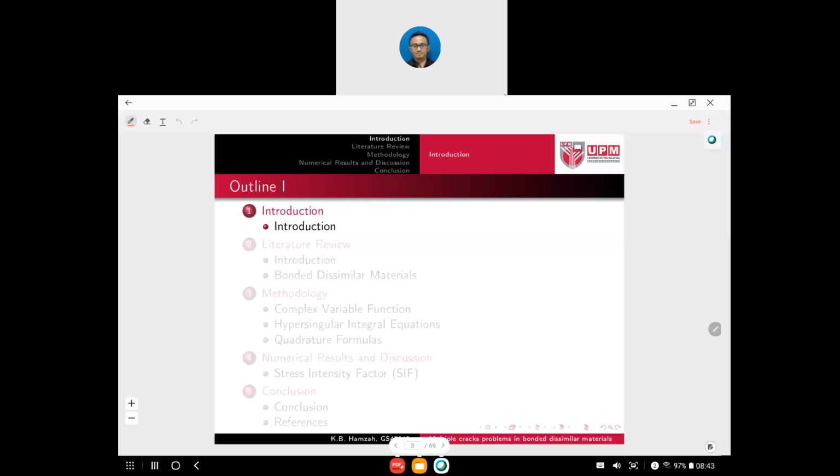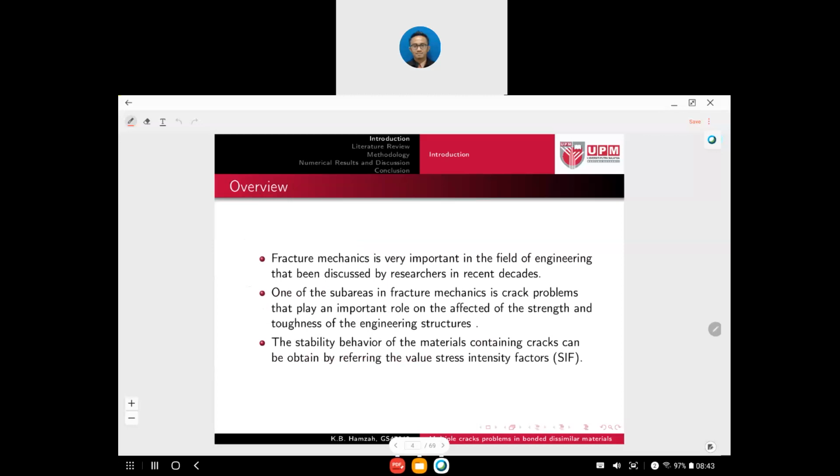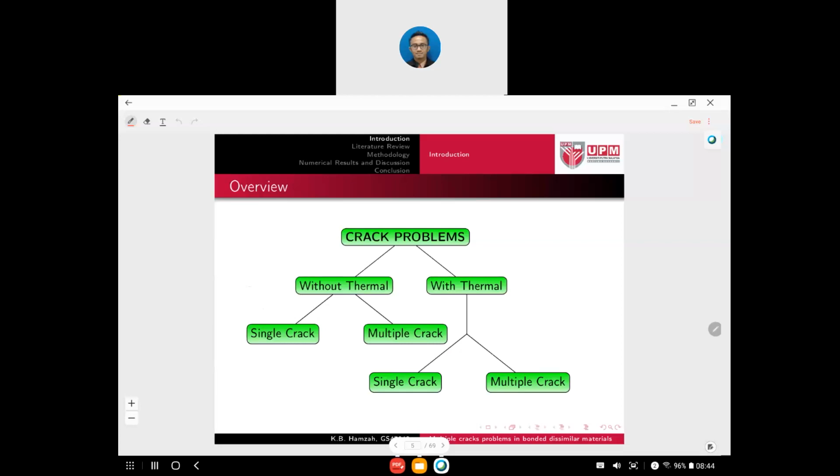For the introduction, fracture mechanics is very important in the field of engineering that has been discussed by researchers in recent decades. One of the sub-areas in fracture mechanics is crack problems that play an important role in the strength and toughness of the engineering structure. In order to identify the stability behavior of a material containing cracks, we can calculate the value of a stress intensity factor. Crack problems usually come out in two situations.